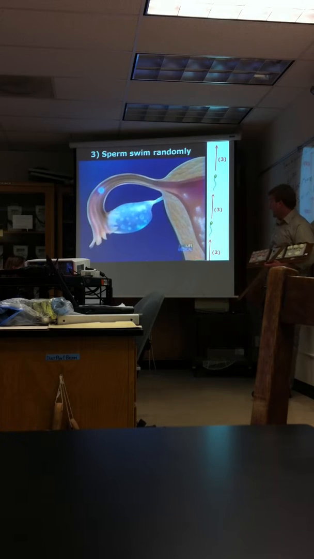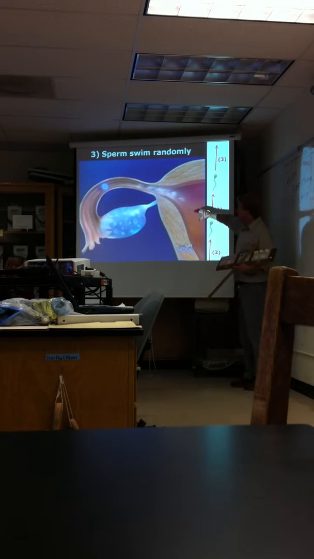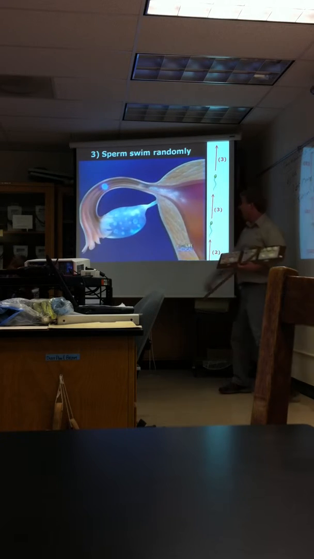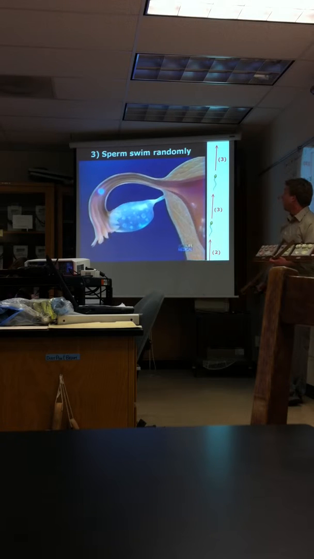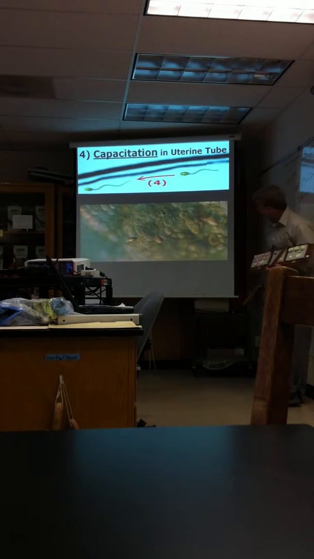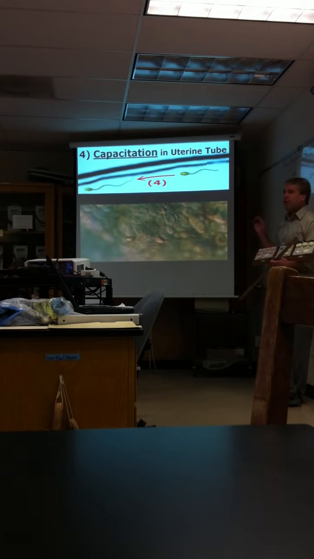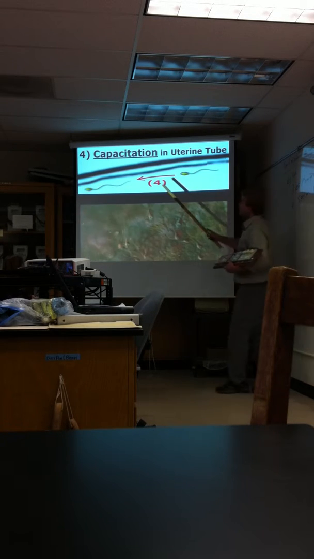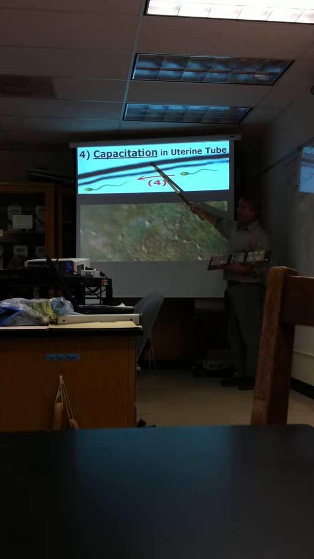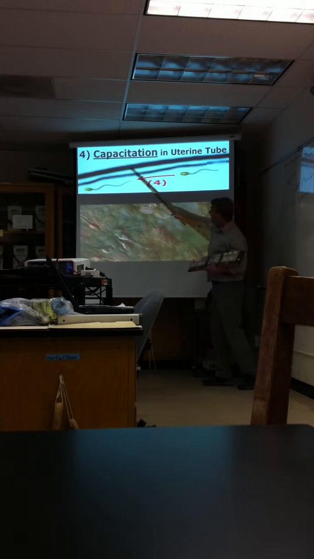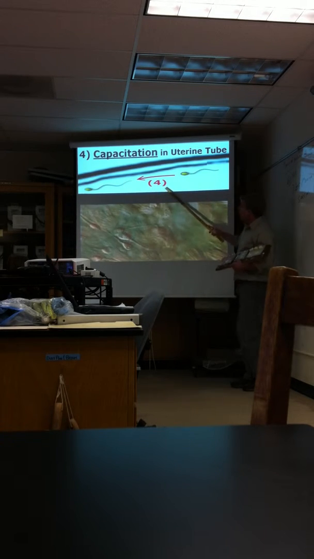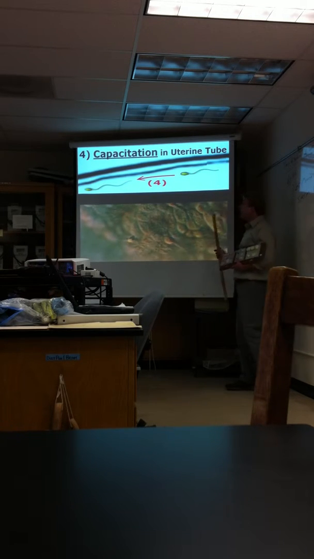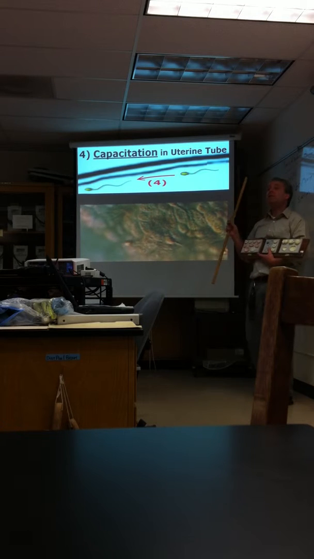Sperm don't know where that secondary oocyte is, so they're just swimming completely randomly. And so just probability will have it that some will get that far. And along their swim, there are going to be some functional changes to the sperm, and those functional changes are called capacitation. This is near the top of the handout, near the top of the uterine tube, showing the capacitation. Capacitation is functional changes in the sperm.